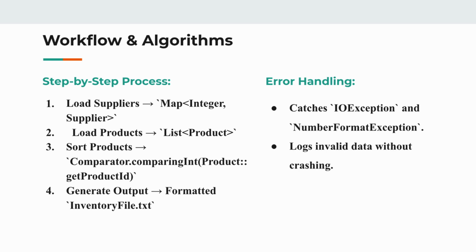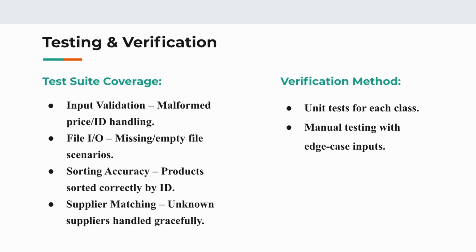Then, it sorts the list of product objects by product ID to keep the inventory perfectly organized. Finally, it generates a clean report that combines product details with their matching supplier information. Throughout this process, we've built in smart error handling, which will be talked about in further detail in the next slide. Our system was put through rigorous testing to make sure every part of it works exactly as it should.